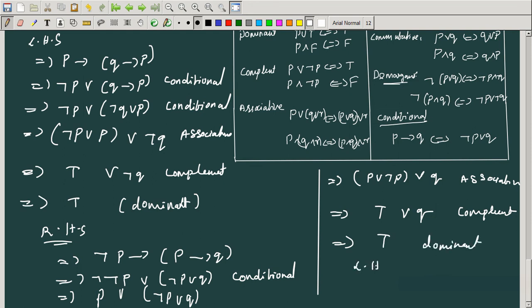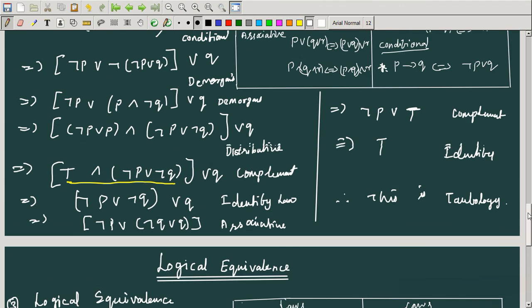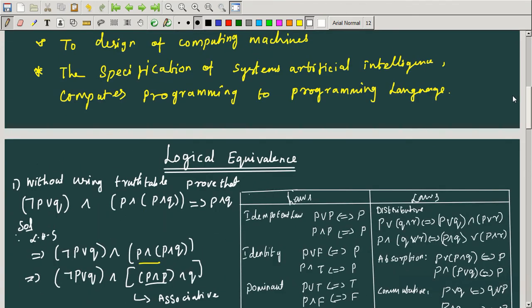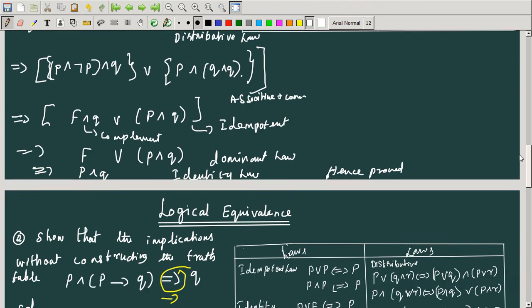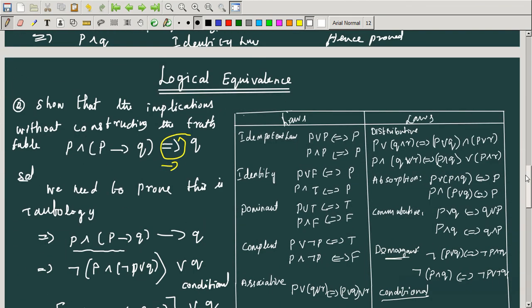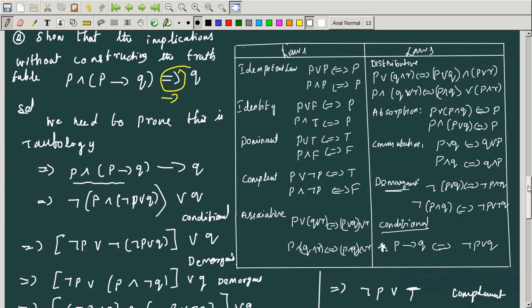So anyway, we have proved LHS equal to RHS. That means the left side is a tautology and the right side is also a tautology. For logical equivalence, we have three types. One is they may ask to prove a certain statement. You have to prove this is a tautology. The second one, they may ask to prove that it is a tautological equivalence. Okay. Thank you and bye. We'll see the next video.